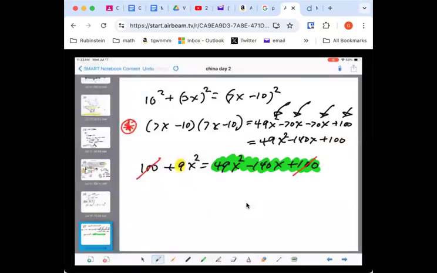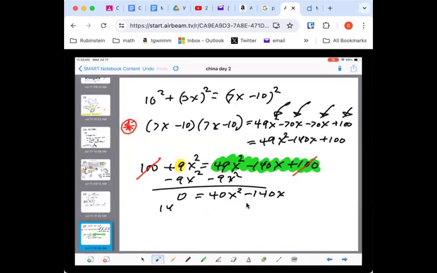I'm going to subtract 9x squared from both sides. I'll do this in steps. And now I have 0 equals 40x squared minus 140x. Now the easiest way to continue is to add 140x to both sides.